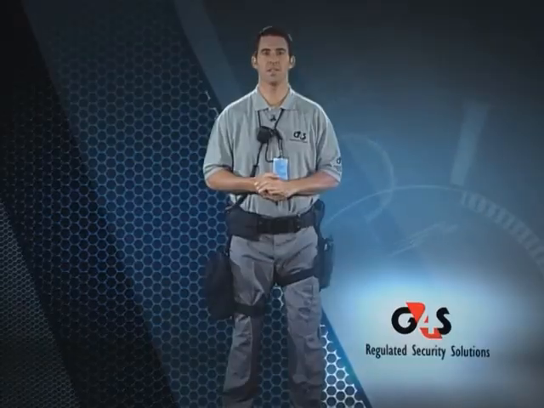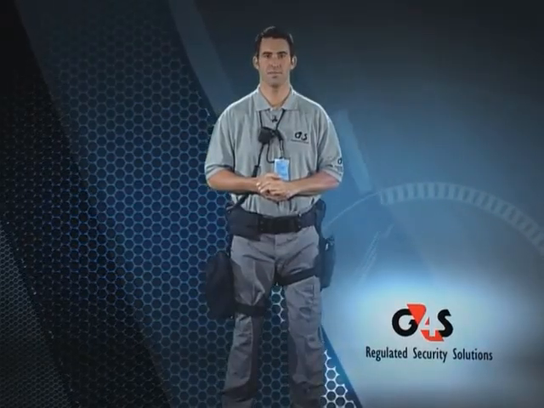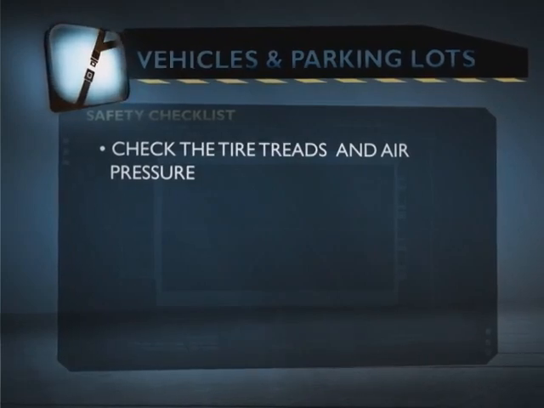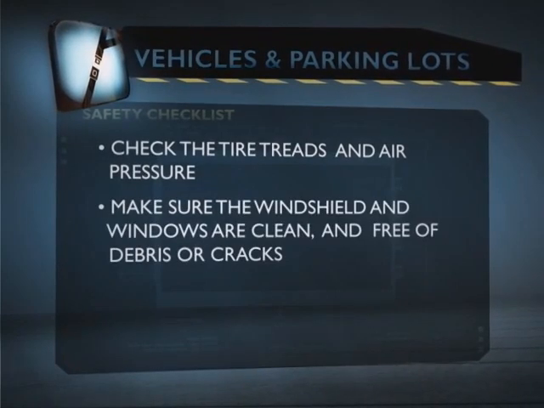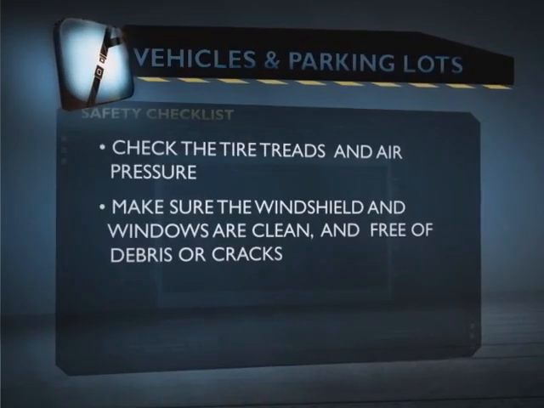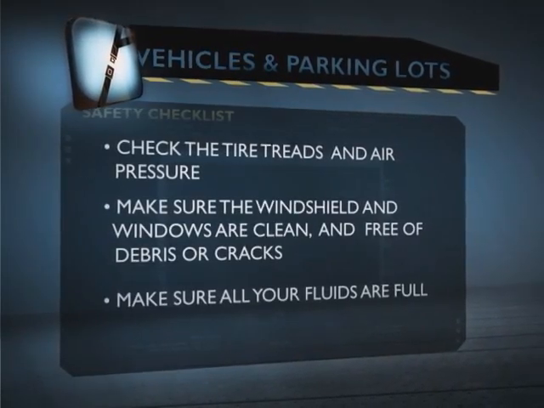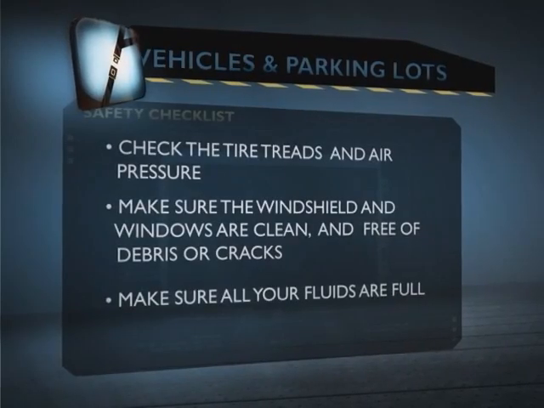Let's review the steps for conducting a complete vehicle pre-inspection. Check the tire treads to make sure they're in good condition and make sure the tire is properly inflated. Make sure the windshield and windows are clean and that there's no debris or cracks that could impair your vision. Make sure all fluids are full: washer, coolant, oil, and brake fluid.